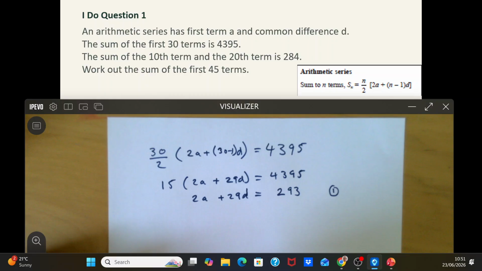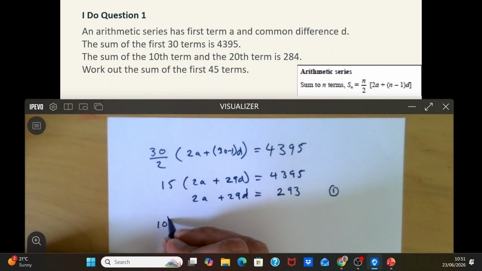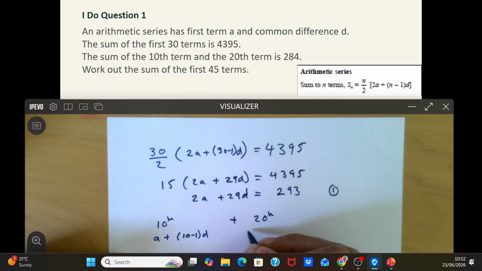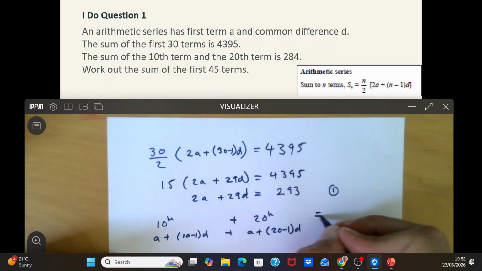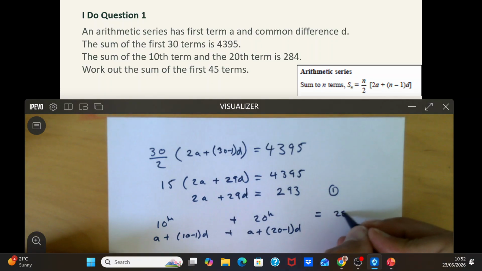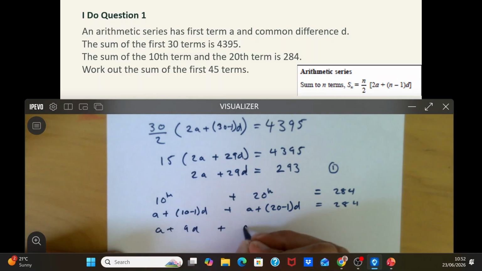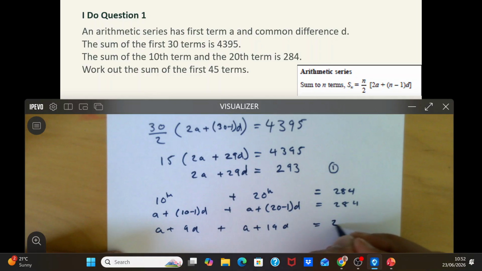Right, then it says the sum of the 10th term, which will be A plus 10 minus 1 times the difference, plus the 20th term, which will be the first term, plus the number of terms minus 1 times D, equals 284. So let's now tidy this bit up. So that's A plus 9D plus A plus 19D equals 284. So 2A plus 28D equals 284.